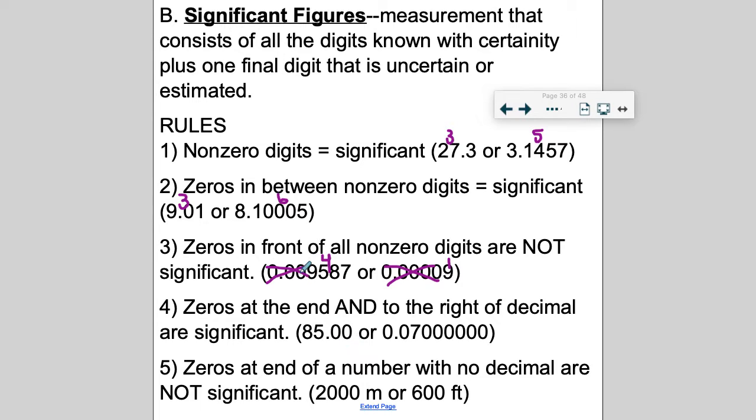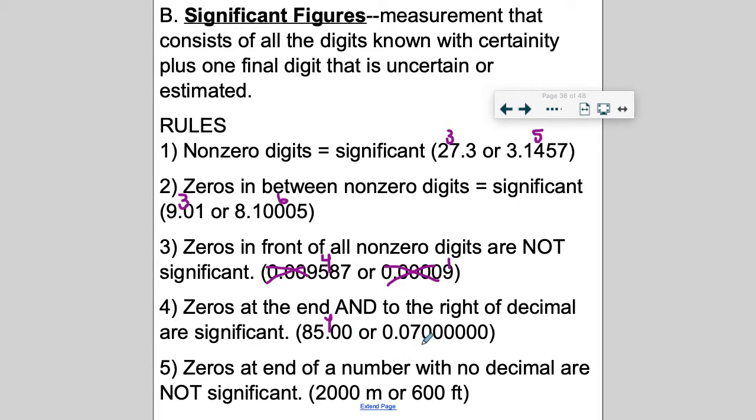Now I know you said, I could get rid of them with scientific notation. Here's the 4th rule that just really messes kids up. Zeros at the end and to the right of the decimal point are significant. Why? Because it shows you how accurate the measurement is. So these 2 zeros at the end count because they are at the end of the number and there's a decimal point. If there's no decimal, then that leads me to rule 5. So this number 85.44 has 4 significant digits.